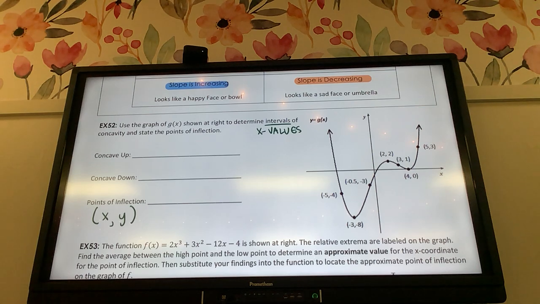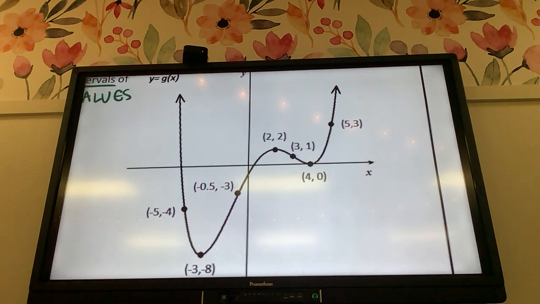The other thing about points of inflection, and this is something that will help you find them, is that they are going to be in between your extrema. Your points of inflection a lot of times are in between the extrema. It is not the extrema itself. It will not be a max or a min. So let's highlight my graph right here.